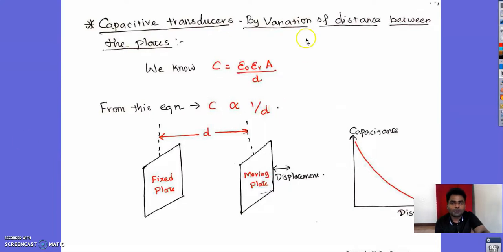Now the capacitive transducer by variation of distance between the plates. While changing the distance between the plates, how does the capacitance vary? We know the capacitance is inversely proportional to the distance between the plates, so it will be non-linear. At the initial value, when displacement is equal to 0, the capacitance will be very high, whereas as the displacement goes on increasing, the capacitance value will fall off. This shows the capacitive transducer by variation of distance between the plates.